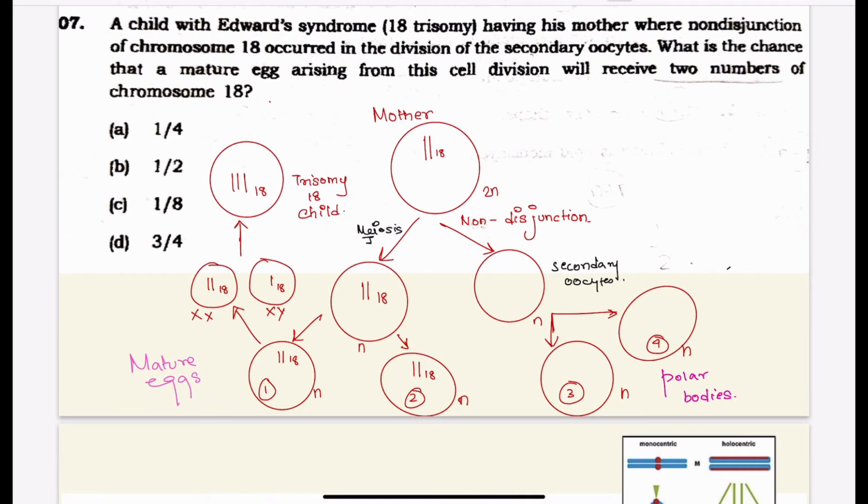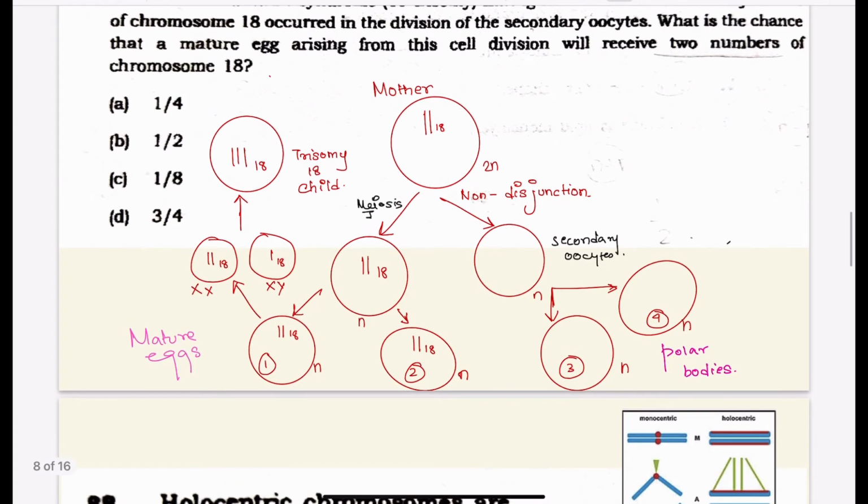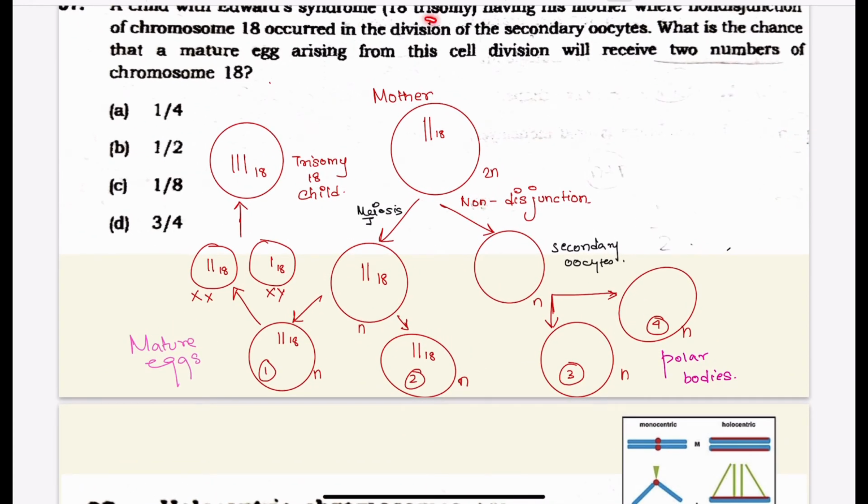The mother cell which will give rise to the secondary oocytes is 2n, and undergoing meiosis 1, it forms the secondary oocytes. On meiosis 2 it will give rise to 4 cells, where 2 will be polar bodies and the rest will be mature eggs. They are saying that in the division forming the secondary oocyte, there is a non-disjunction of chromosome number 18.